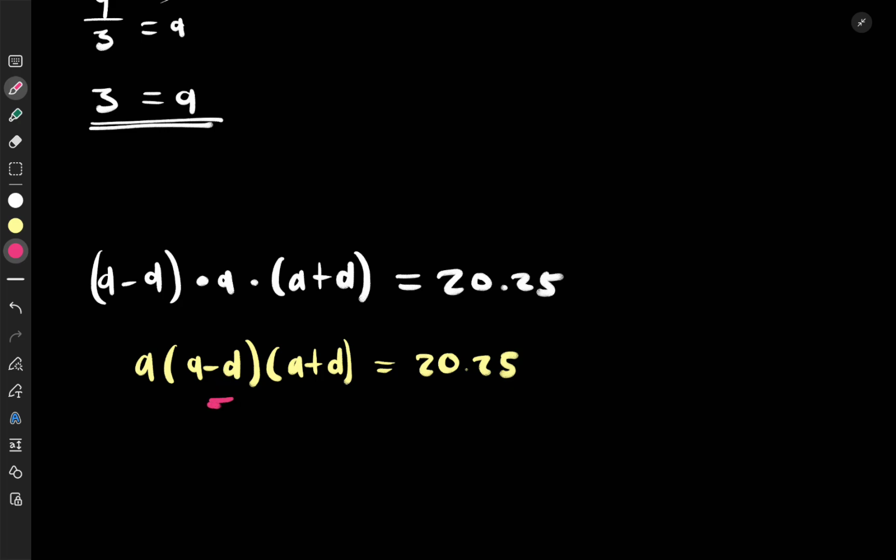Now, what do I have? A minus d multiplying a plus d. This is the difference of two squares. Remember, when it's the difference of two squares and you separate, it becomes a minus d, a plus d, right? To take it back, I square the first term.